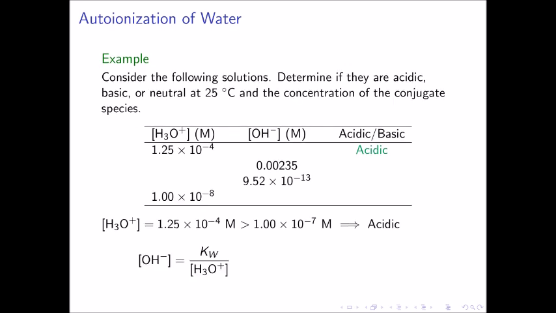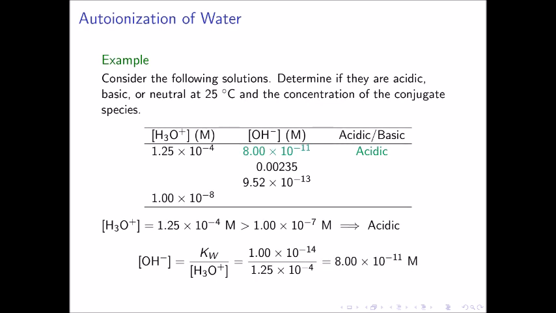To calculate the hydroxide ion concentration, we begin by inverting our Kw expression, so that hydroxide ion concentration is equal to Kw divided by the hydronium ion concentration. We can then substitute our values in, 1.00 times 10 to the negative 14 for Kw, and 1.25 times 10 to the negative 4 for our concentration of hydronium ion. The resulting value is 8.00 times 10 to the negative 11 molar, which is our concentration of hydroxide ion for solution 1.